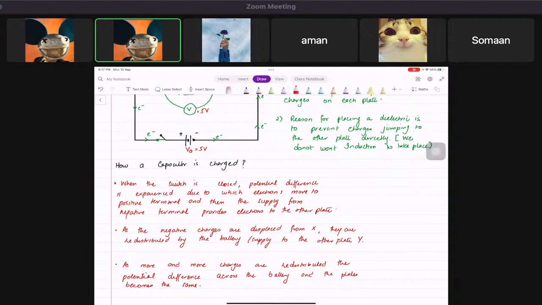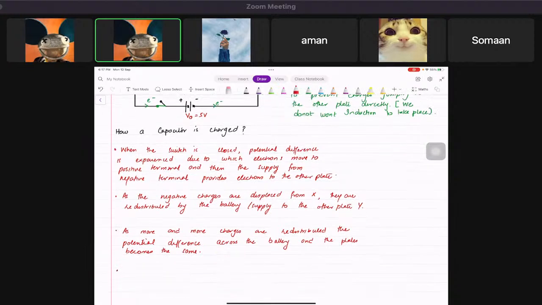Then the charges stop flowing, hence charging terminates. All right.